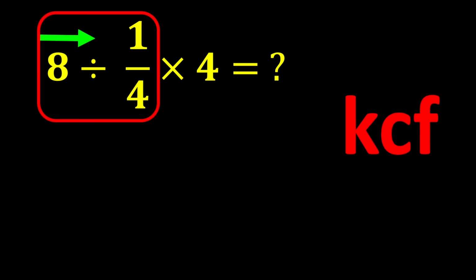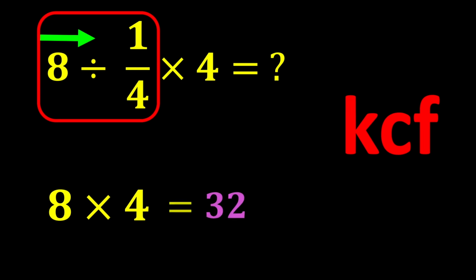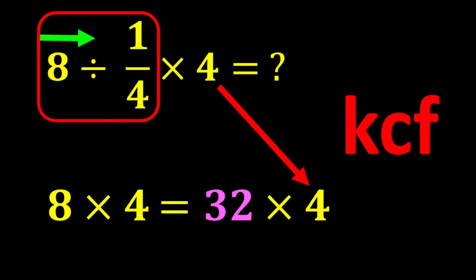To solve this part, we use the KCF rule. K stands for keep, C stands for change, and F stands for flip. The KCF rule is a simple rule for dividing fractions. According to this rule, we keep the first number as it is, change the division sign to multiplication, and flip the second number. According to the KCF rule, we keep 8 as it is, division changes to multiplication, and we flip 1 over 4. 8 multiplied by 4 gives us 32. In the end, we must calculate 32 multiplied by 4, which gives us the final answer of 128.